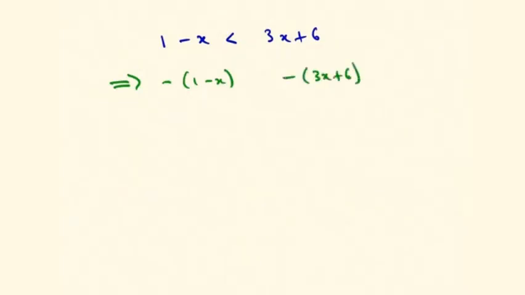Let's approach this problem in a slightly different way, just to illustrate the sorts of variations in algebraic manipulation. Starting off with 1 minus x is less than 3x plus 6, what I'm going to do is multiply both sides by minus 1. So I'm going to take the negative of both sides. And now when you multiply an inequality through by a negative number, it flips over.